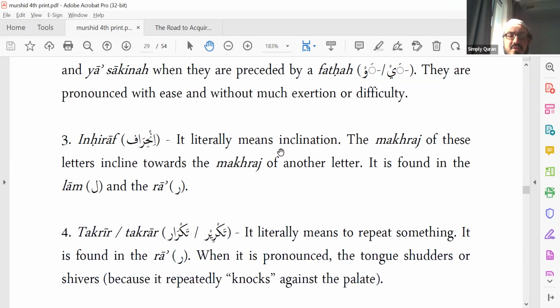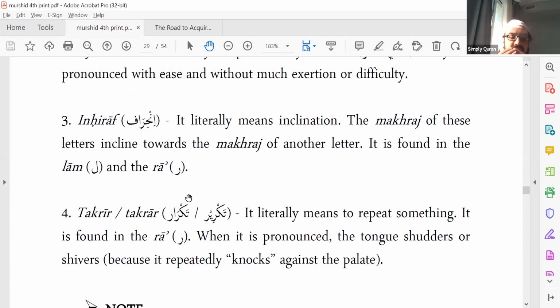Number three, inhiraf, literally means to incline. The makhraj of these letters inclines towards the makhraj of another letter. It's found in the lam and ra, because they are very close together. Remember, the lam is from premolar to premolar, and the ra is from canine to canine, touching the roof of the mouth. So they're very close, and the ra inclines towards the makhraj of the lam.